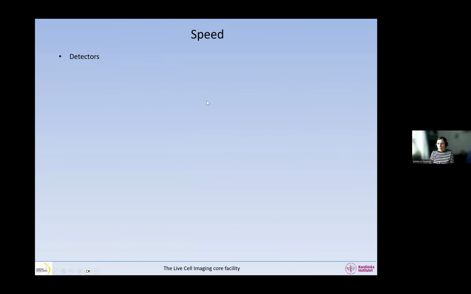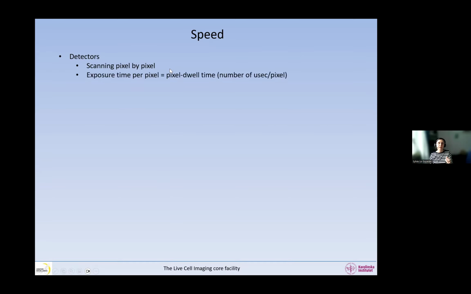So this is a little bit what it's about in this lecture. I'm going to talk a little bit about speed now, and then afterwards in the next lecture, we're going to talk a lot about the noise and also the background. So speed, for detectors, we are on a single point confocal, right?